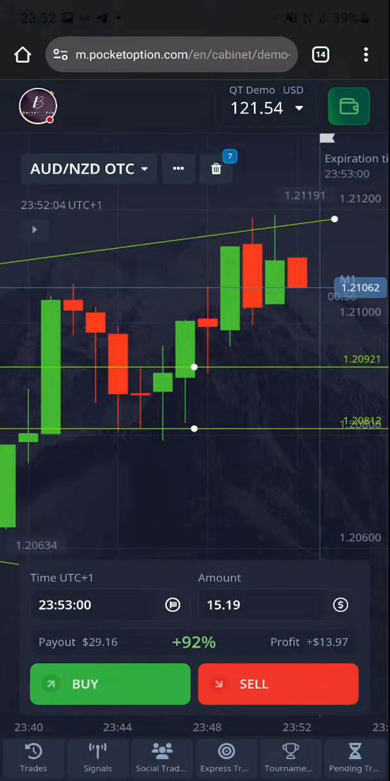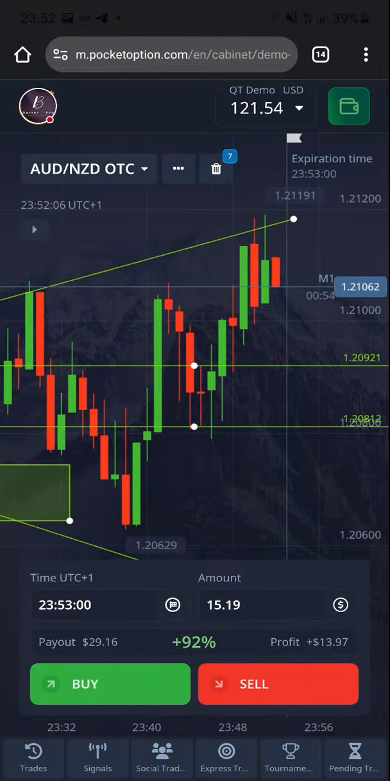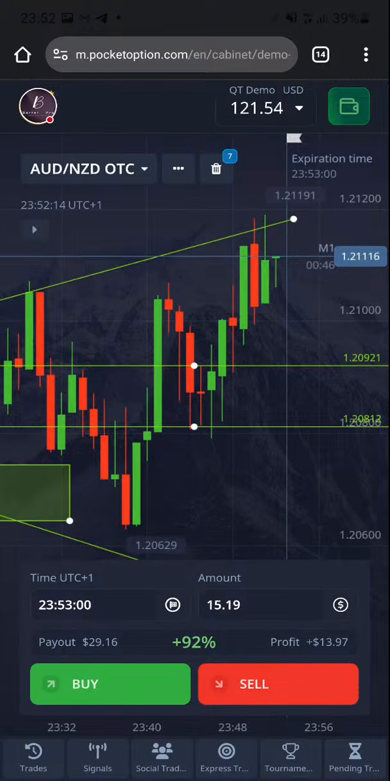You understand? It's a matter of just thinking. Don't be too comfortable with the amount. At the same time, don't be too on the edge with the amount either. You get the gist? So you find a middle ground.